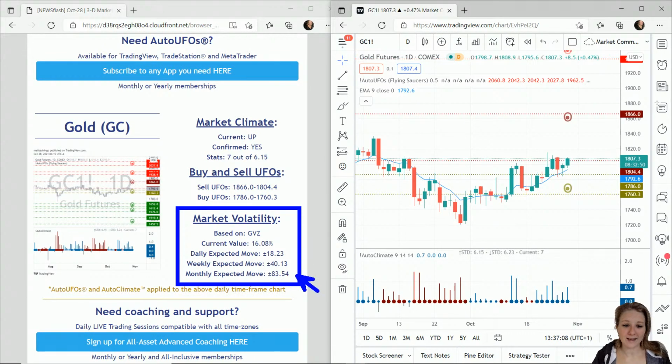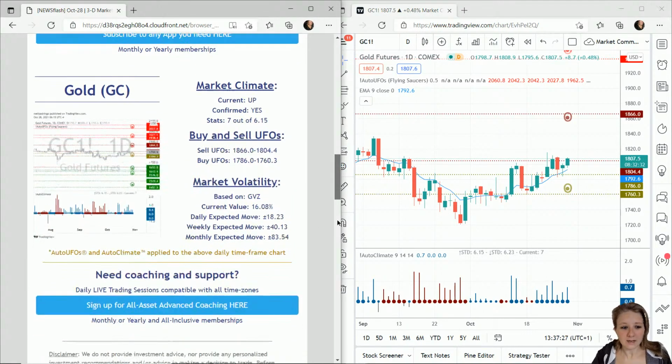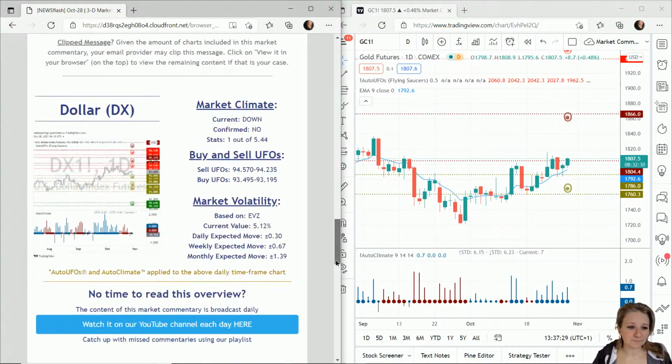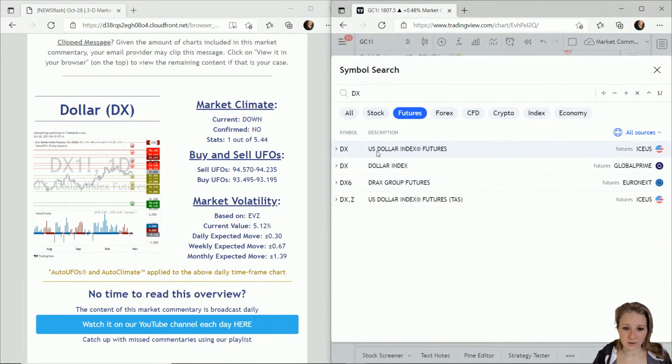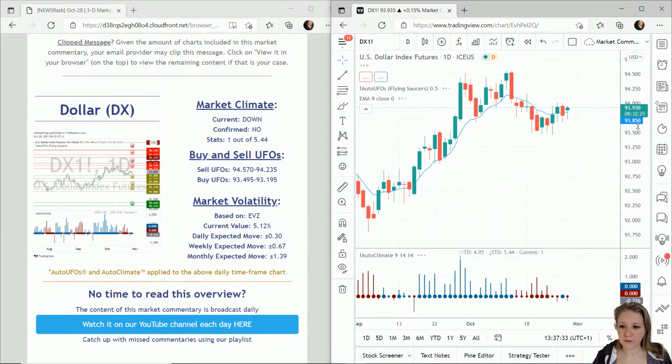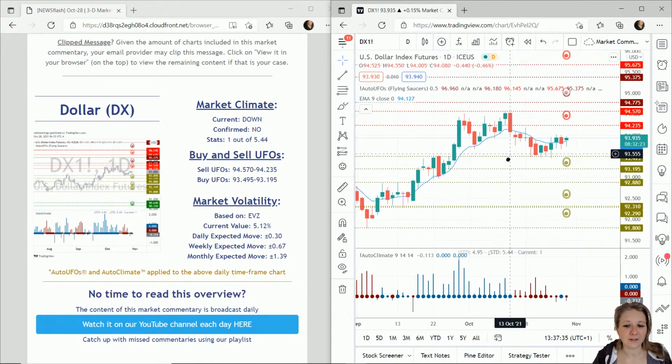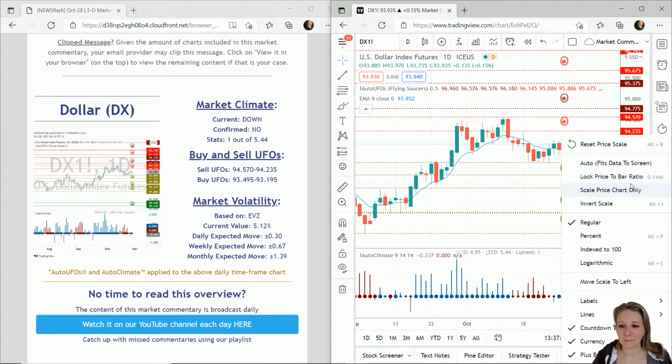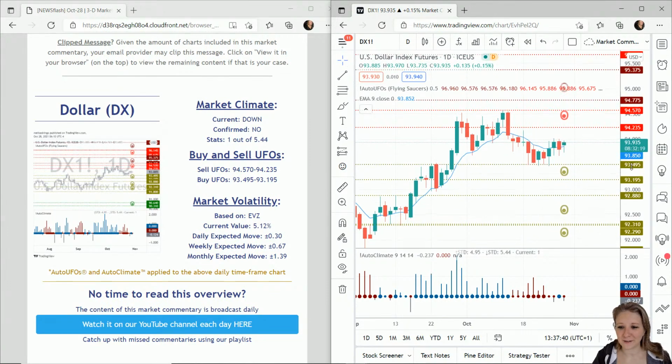And in a month, 83.54 points up or down. So that's gold. Now, moving on to the next market is the US dollar. So let's just load this. Now, the US dollar is responsible for about 80% of transactions worldwide daily. So be aware of it, whether you trade it or not.